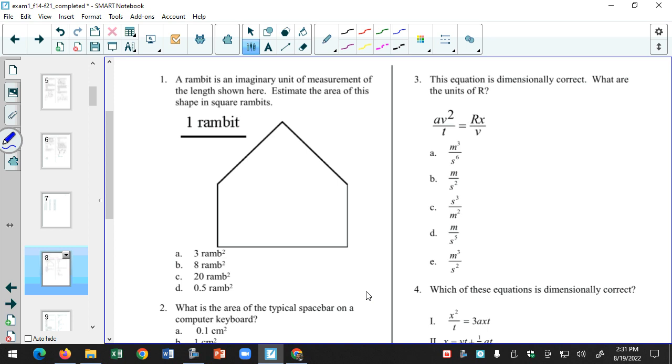So here, I can multiply both sides by V, and that makes this V cubed. And then I want to divide both sides by X, and so I get 1 over X here. So I get R is equal to AV cubed over XT.